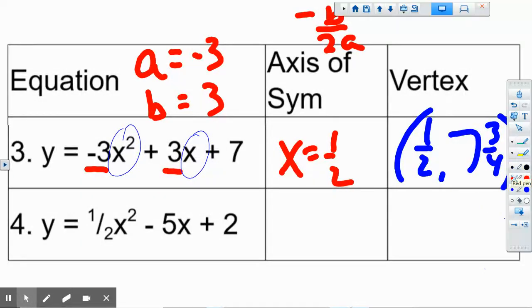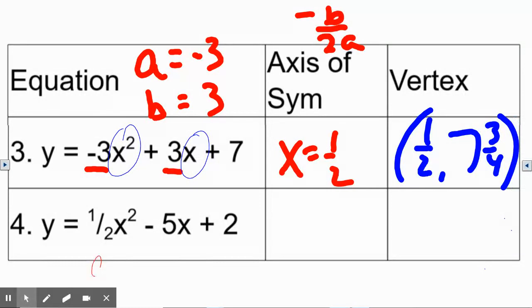So here we go. The a value is 1/2. The b value is -5. So the opposite of b would be +5 over 2 times a. 2 times 1/2, half of 2 is 1. So the x value is 5 on this one.